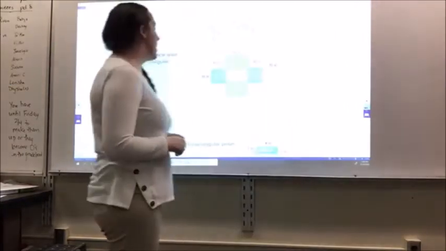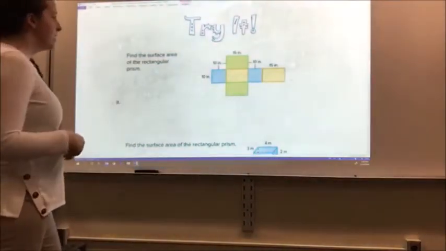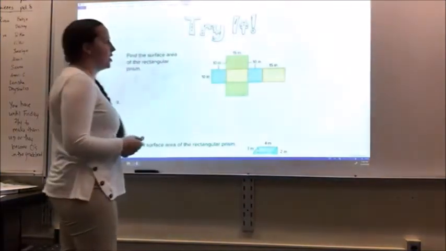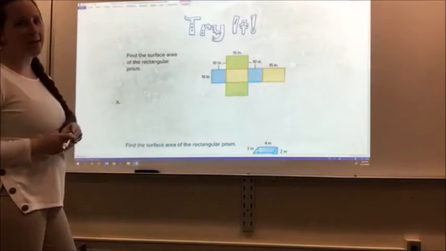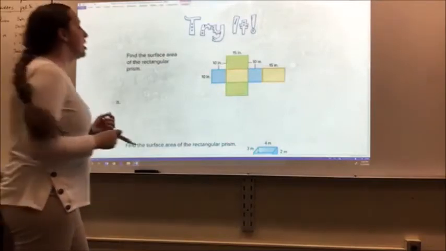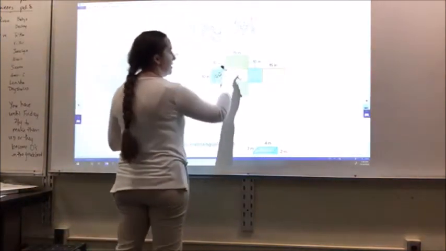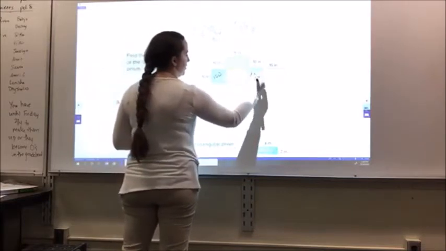So, the first try problem says find the surface area of the rectangular prism. So here's my rectangular prism. They've actually already drawn the net diagram out for you. So I'm going to go ahead and in each of those boxes, write the area for the box. So I have 10 times 10, which is 100. So this one is also 100 because the blue matches.